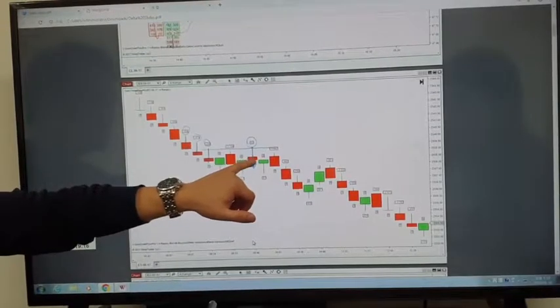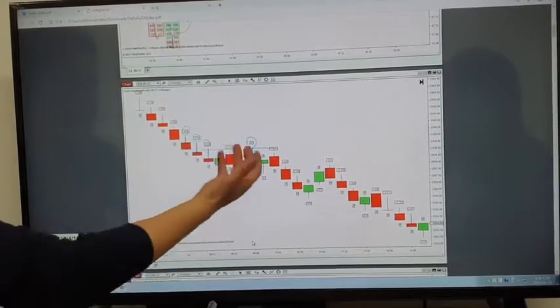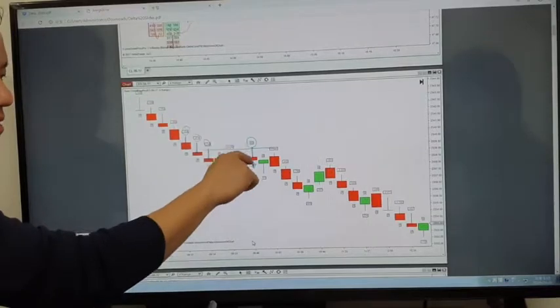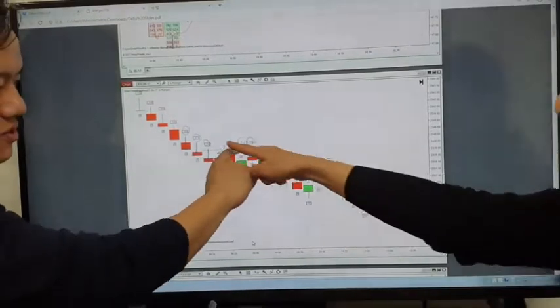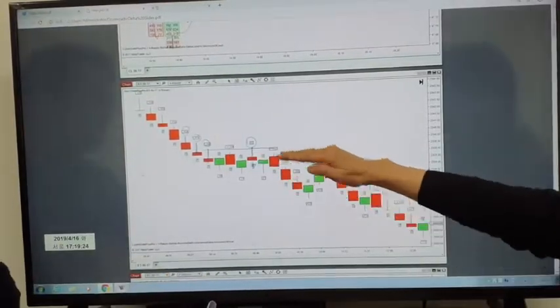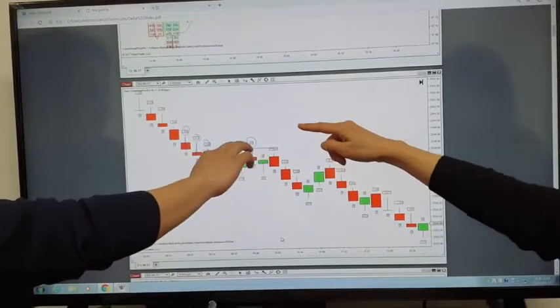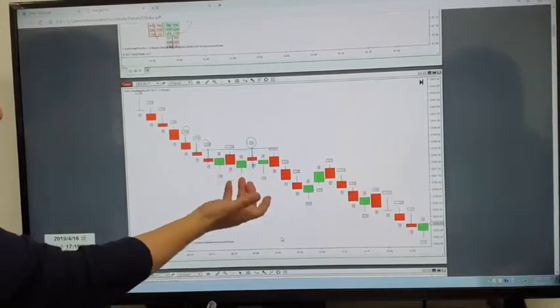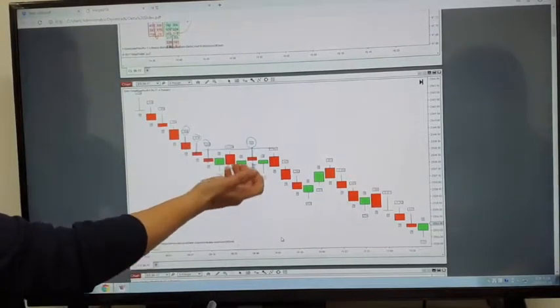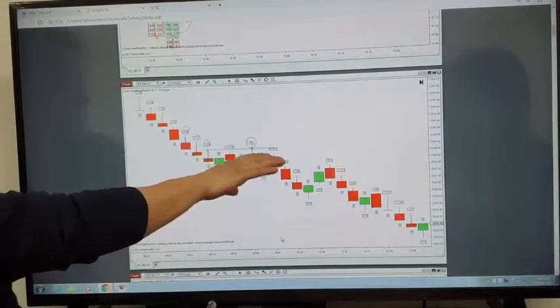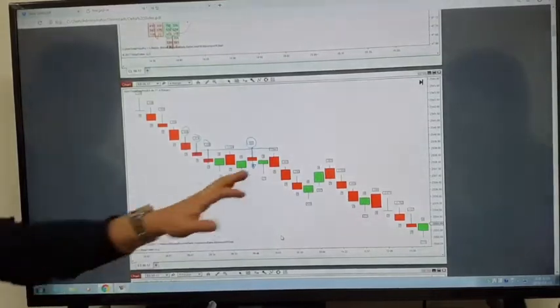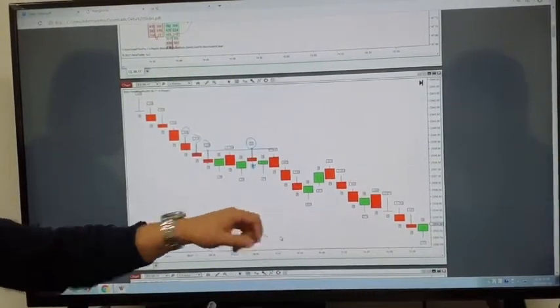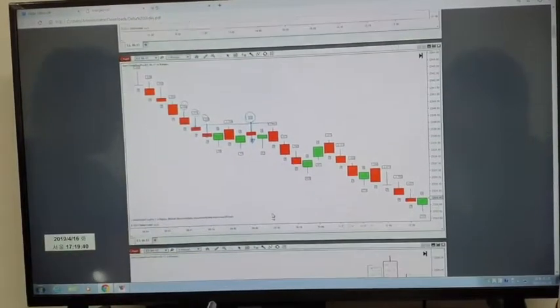At this point a lot of aggressive buyers tried to push the price up, but they failed, so the price got crashed down. That's a reversal signal.